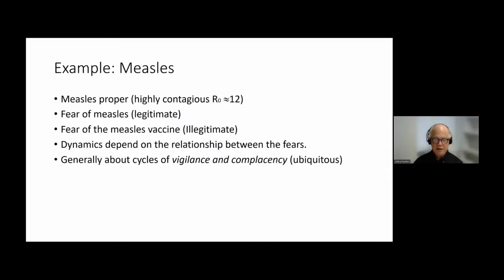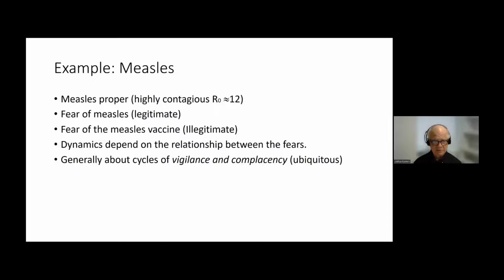An example of a fear that's not well-founded would be measles, where there's a very high R naught. R naughts are, of course, averages, but in general, it's a very contagious disease with a very high R naught of 12, meaning you have to vaccinate almost everybody to get it under control. And the fear of measles certainly makes sense. It can be deadly in children. The fear of the measles vaccine is not rational and has been thoroughly rebutted.